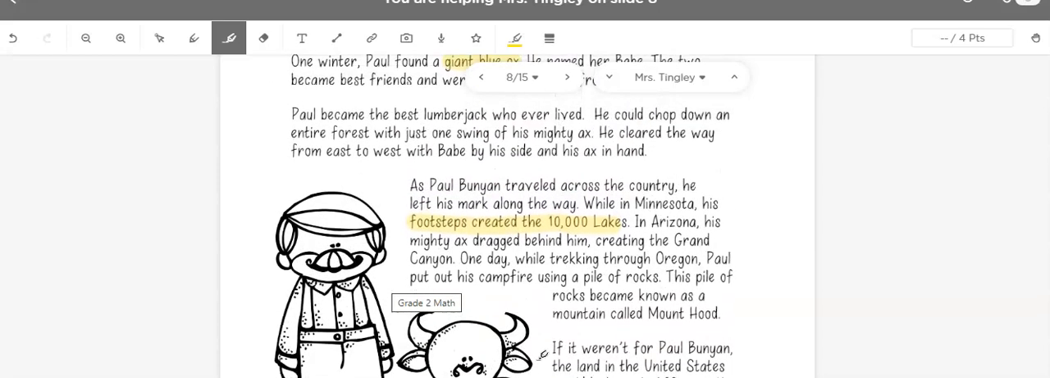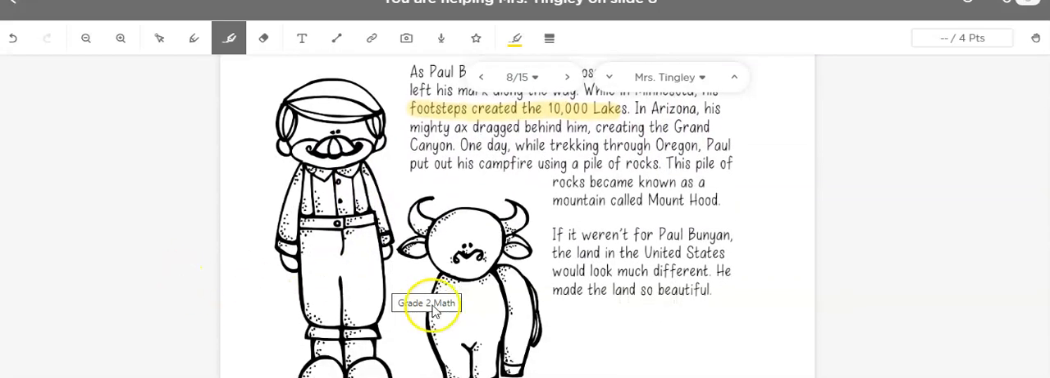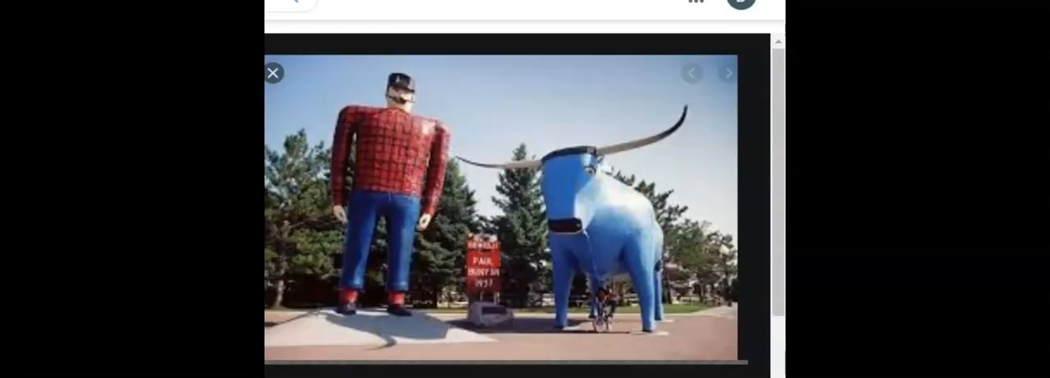Now, if you go to places like Minnesota, I'm not sure if Arizona has one, but I've seen one in Minnesota, they have a statue of Paul Bunyan that is super, super tall. See how tall he is compared to this little girl? In the stories that are passed down, that's how big they see him. And there is his giant blue ox.